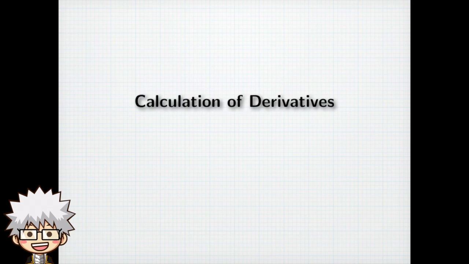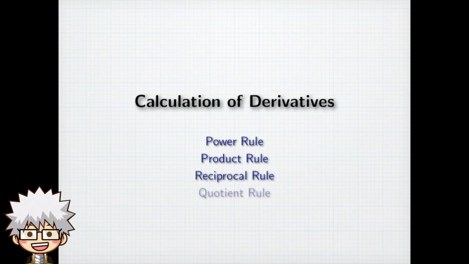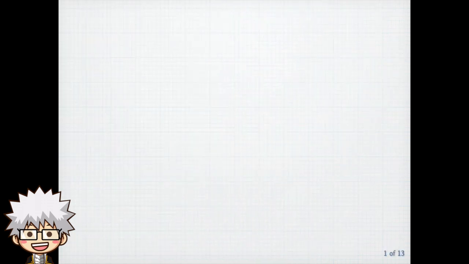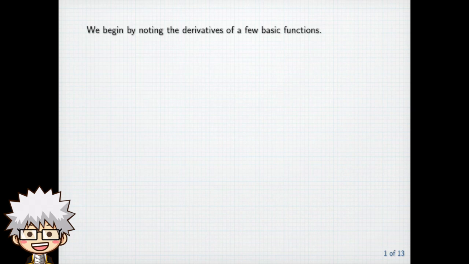Calculation of derivatives. We'll learn the power rule, the product rule, the reciprocal rule, and the quotient rule for finding derivatives. We begin by noting the derivatives of a few basic functions. First, any constant function f of x equals c has derivative f prime of x equals 0. Just think of the graph of a constant function that is a horizontal line which always has slope 0.